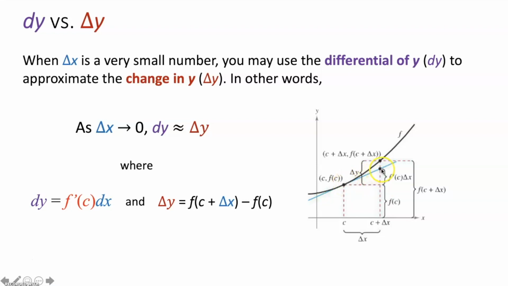So how do I figure out this value right here, the change in y for our tangent line? Well, that's where this formula comes in. dy is equal to f prime of c dx. What is that? This is point slope form for our tangent line.